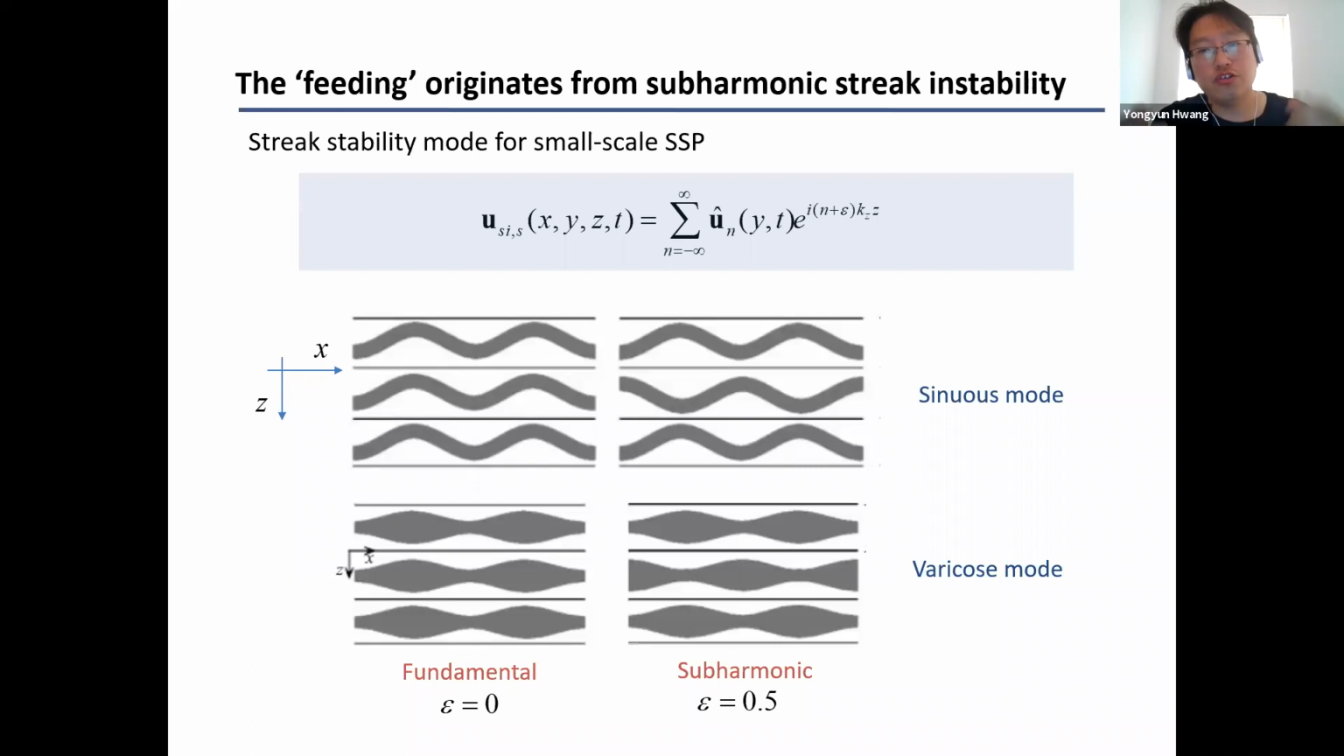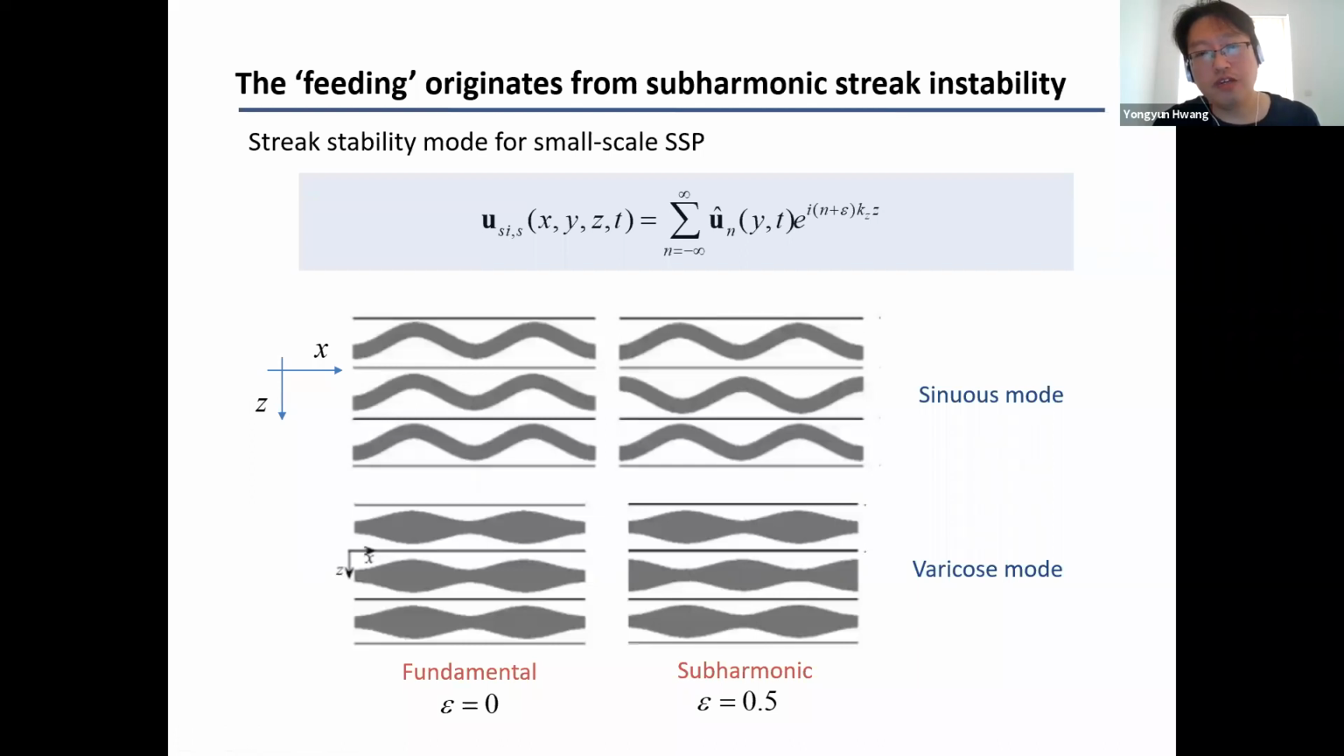If you consider two streamwise-uniform streaky motions and write down the normal mode solution, which is given here in terms of a Floquet mode. Let's say this is the mode that we are interested in, the streak instability mode. And this is the Floquet normal mode. Depending on the value of epsilon, if epsilon is 0, this is a fundamental mode, which does not generate any of the wave components. But if epsilon equals 0.5, it's a subharmonic mode. It can generate a mode which is actually larger than the small-scale structure.